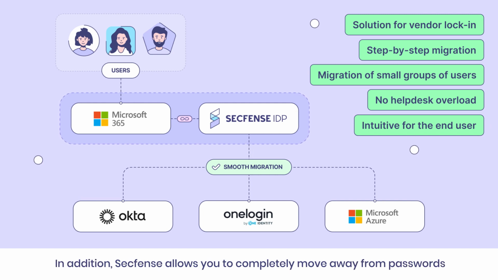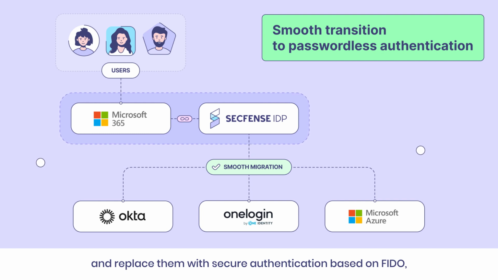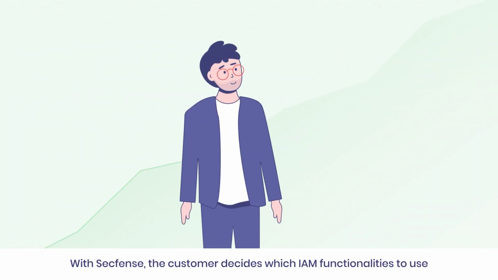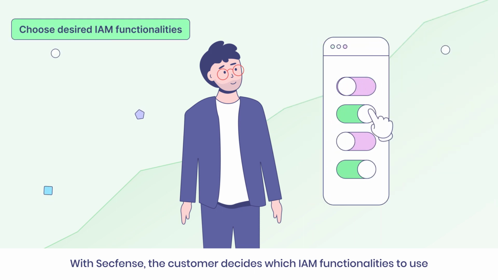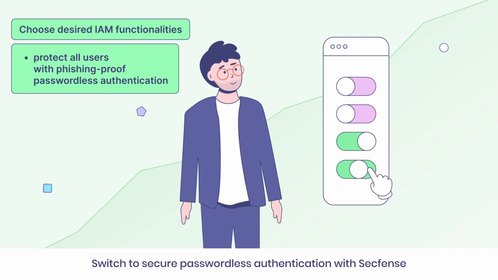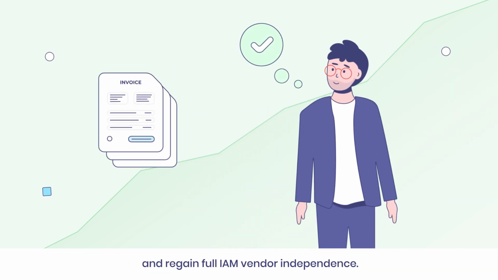In addition, Secfense allows you to completely move away from passwords and replace them with secure authentication based on FIDO, regardless of which IAM the client uses. With Secfense, the customer decides which IAM functionalities to use on which groups of users. Switch to secure passwordless authentication with Secfense and regain full IAM vendor independence. Pay only for the features you actually need.